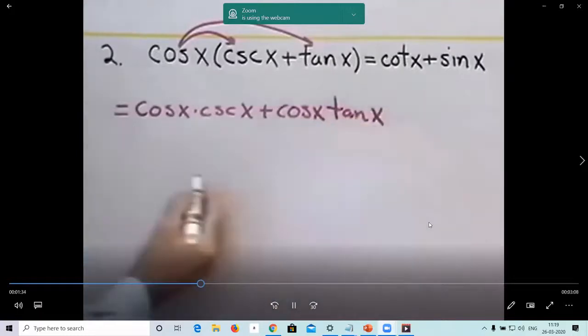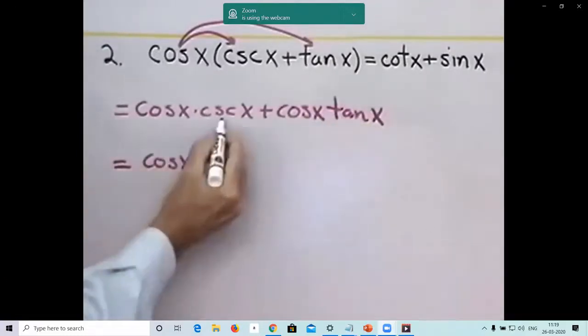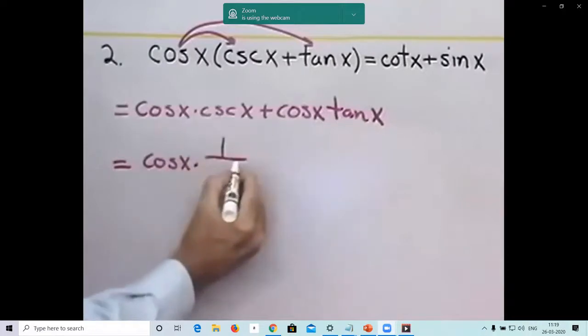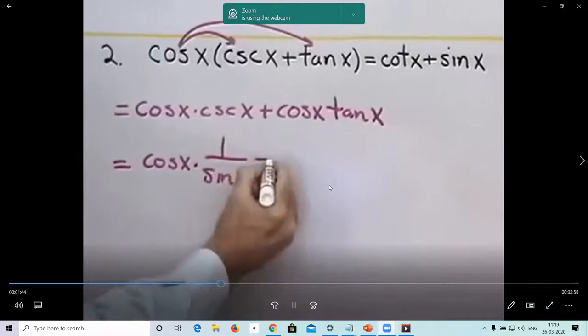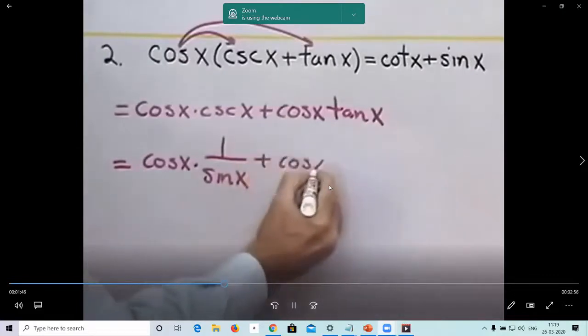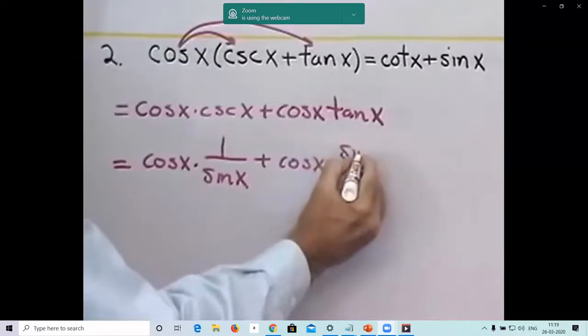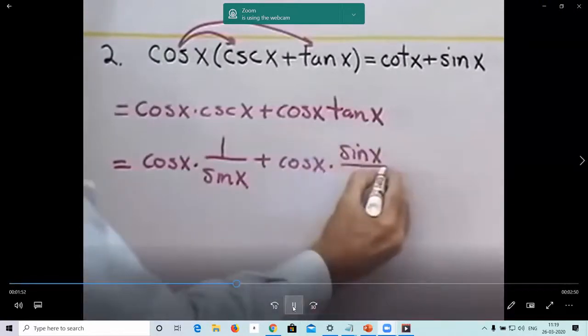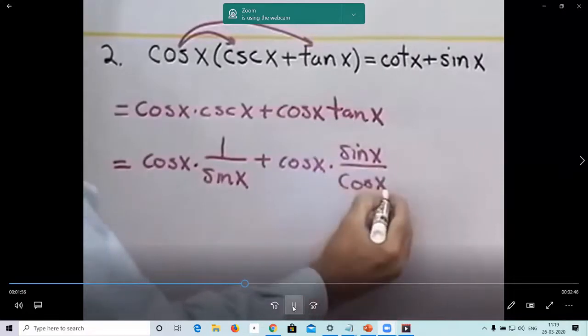Tangent x. And let's see, cosine x times cosecant is 1 over sine x. So I can use that reciprocal identity. Then I'll have cosine x here times, I'm going to change this to sines and cosines. See, my ratio identity, then tangent x is sine x over cosine x.